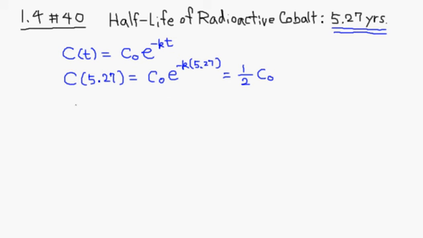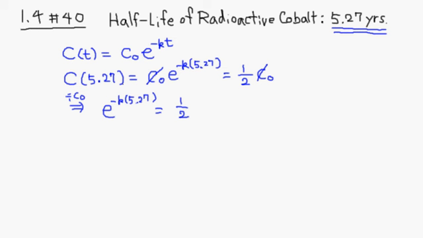Here we can divide both sides by C0, which means you can cancel those, which gives you e to the negative k times 5.27 is equal to 1/2.